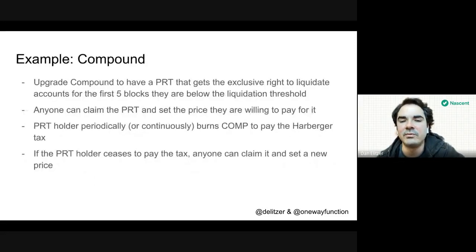And then the value capture happens via a burn, where this tax is paid by burning native tokens of the protocol. So for an example, if you applied this to Compound, you could upgrade Compound to make it so that only the holder of the PRT token can liquidate positions for the first 5 blocks that they're below liquidation threshold. You just initially put it out there, anyone can claim it and then set the price initially. So it's free, other than transaction fee, gas, to claim it initially. They set a price. They either periodically or on a continuous basis are burning COMP to pay the tax. And if they cease to pay the tax, anyone can just claim it and set a new price. This is a way of saying that the right to do this liquidation accrues to COMP holders in the form of COMP being burned for this right, rather than being externalized to Ethereum network validators.